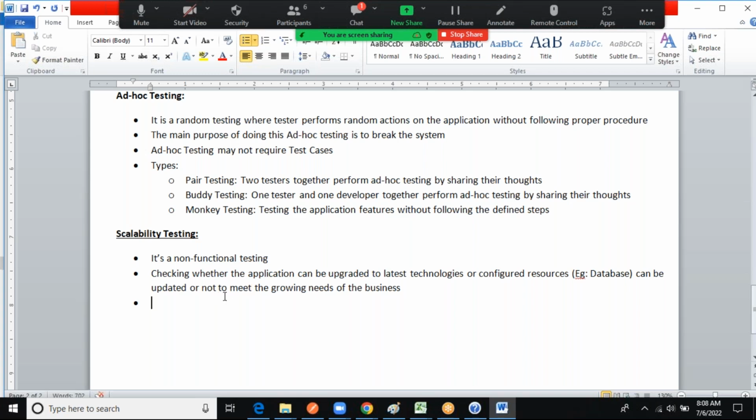Okay, any questions on this scalability? It's a non-functional testing which you will mostly not be doing. It's a very rare thing. You will not be doing this that frequently in your day-to-day testing activities. Any questions before moving on to the next one?